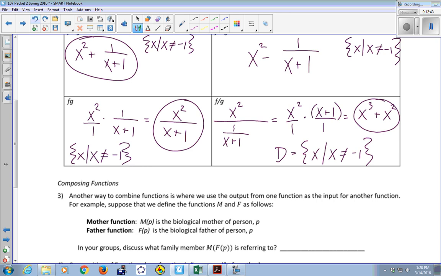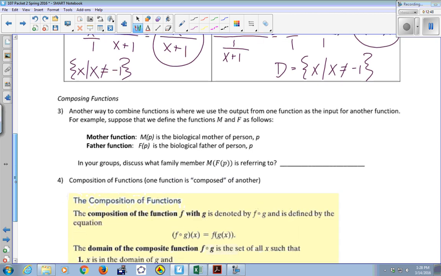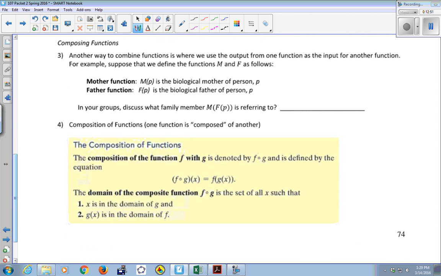All right, so that's adding, subtracting, multiplying, and dividing functions and finding the domains. The next part of the lesson is about composing functions. Another way to combine functions, rather than using regular arithmetic, is to use the output from one function as the input to another function. For example, let's say we have two functions, m and f. m of p is the mother function, so m of p represents the biological mother of person p. And then we have the father function. f of p is the biological father of person p.